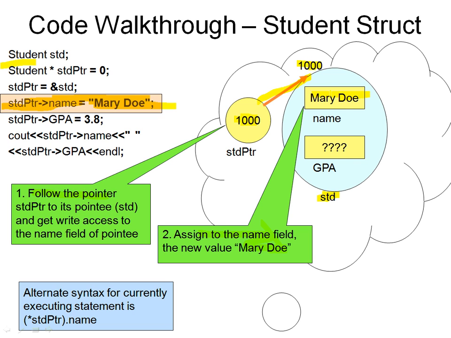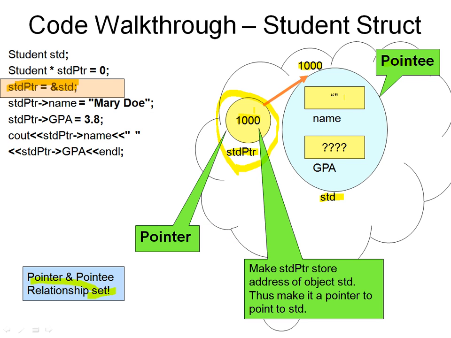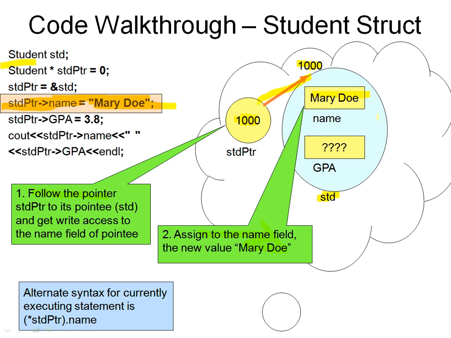Earlier, if you remember, there was a zero length string here. This assignment replaces the zero length string with Mary-Do. The alternate syntax for this line is that you replace the left hand side with this. That's the non-arrow syntax.